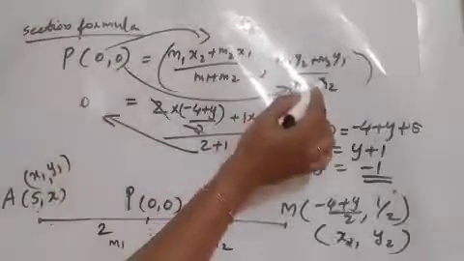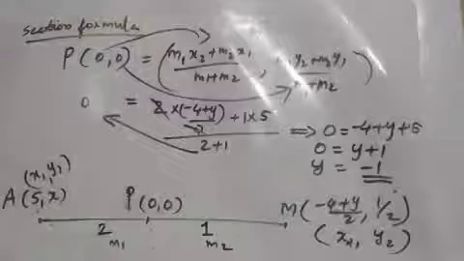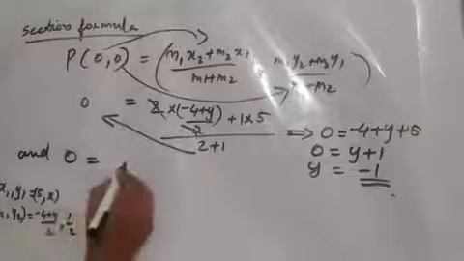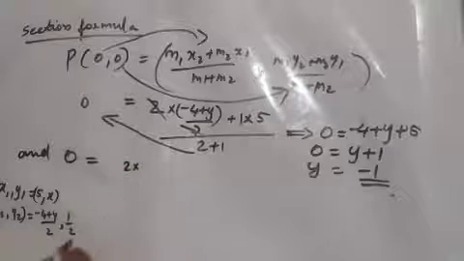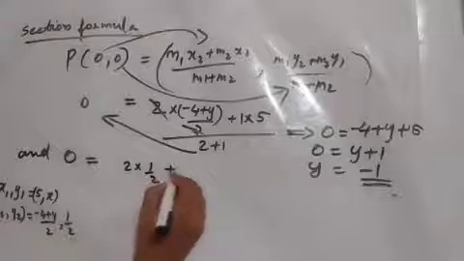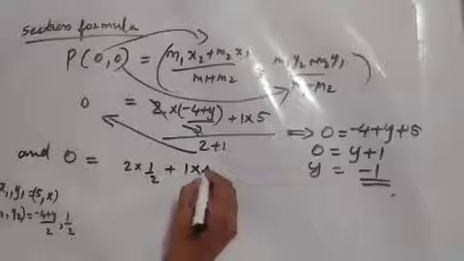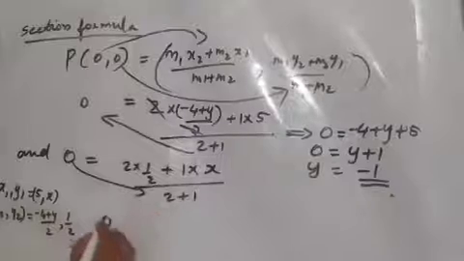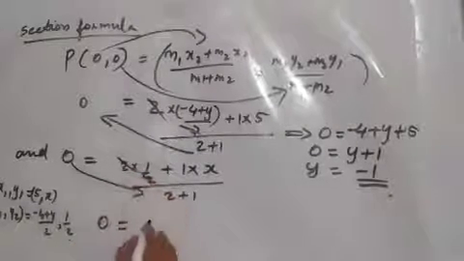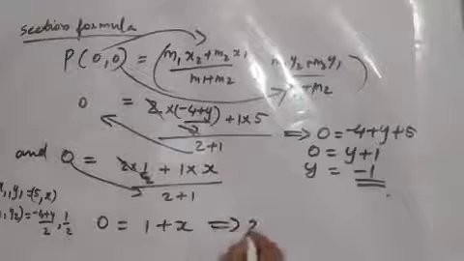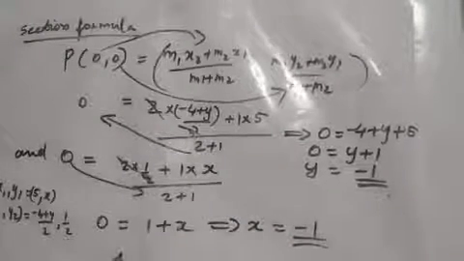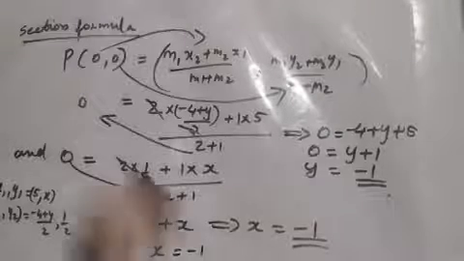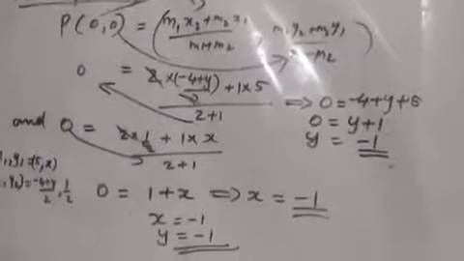Similarly, we can equate the y coordinate to obtain the other unknown value also. That is 0 equals m1, that is 2 into y2, y2 is 1 by 2, plus m2, that is 1 into y1, y1 is x, divided by 2 plus 1. Cross multiply. 0 equals, we can cancel out this 2 and 2, 1 plus x, which implies x equals -1. Therefore, we obtained x is equal to -1 and y is equal to -1. Okay, this is the solution.